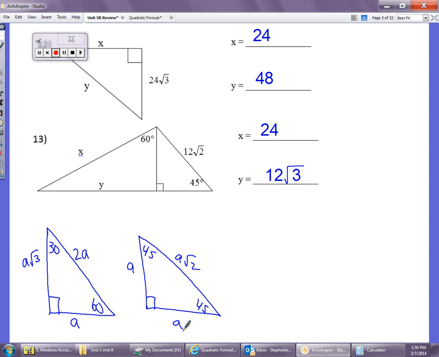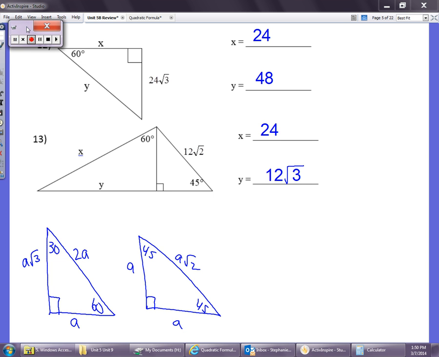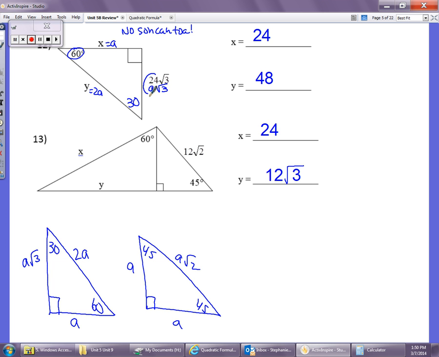So if you look up at the first example, you see that it's a 30, 60, 90 because there's a 60 here. Do not do SOHCAHTOA. No SOHCAHTOA. So you look across from 60, it's 24 radical 3, so it follows this rule. That's a radical 3, which means this is a, and this is 2a. So that means a has to be 24, and then 2a would be 2 times 24, which is 48. So that's how we got those two answers.